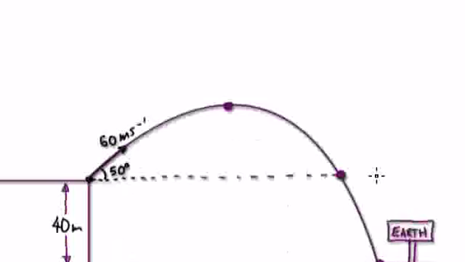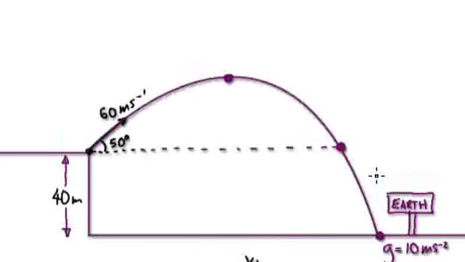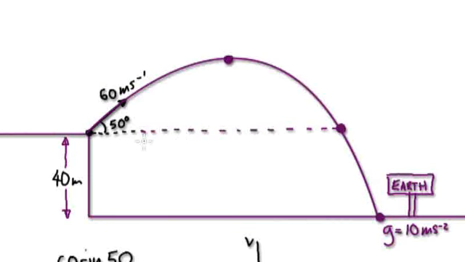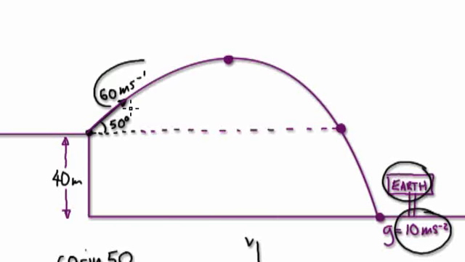In the previous video, I gave you a vague explanation. So in this video, I'm going to give you an example. So now we are on Earth. Gravity, we're going to round off to 10 meters per second squared. We're going to fire a cannonball at 60 meters per second at an angle of 50.